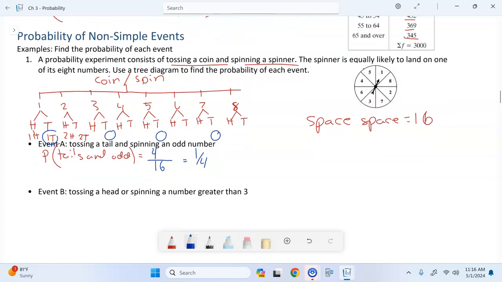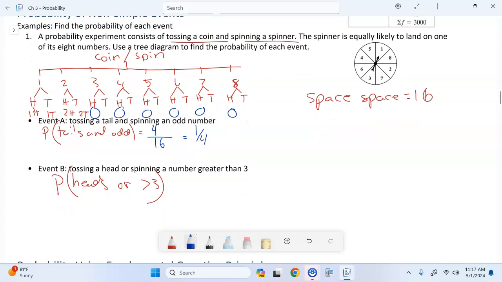Then we want to look at tossing a head, getting heads, or spinning a number greater than 3. Okay? And this is very important. It says tossing a heads or a number greater than 3. All right? So it has to be one or the other. So we will look at, okay, how many different ways can I get a heads? 8 different ways. Okay? I've got 1 in a heads, a 2 in a heads, 3 in a heads, 4, 5, 6, 7, 8 different ways. How many ways can I get a number greater than 3?